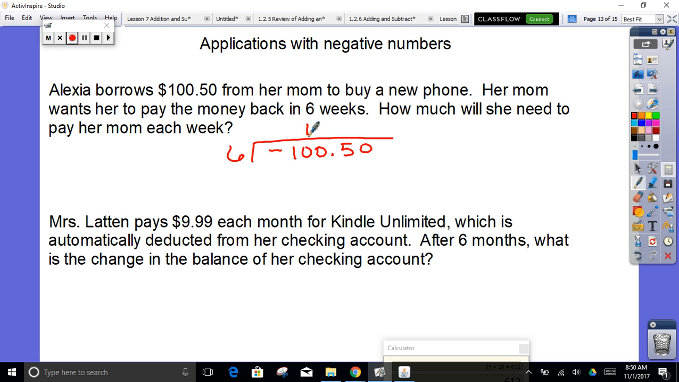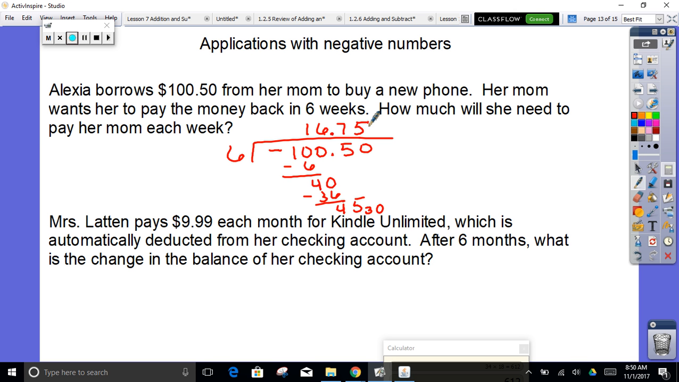So 6 goes into 10 once. Minus 6 gives us a remainder of 4. 6 times 6 is 36. Bringing down 5. 6 times 7 is 42. Minus 42 would give me a remainder of 3. Bringing down the 0. 6 goes into 30 5 times. And it does have a 0 remainder at that point. So we could say, actually, we're not going to use the negative sign in our answer. We're just going to say she would need to pay her mom $16.75 each week.